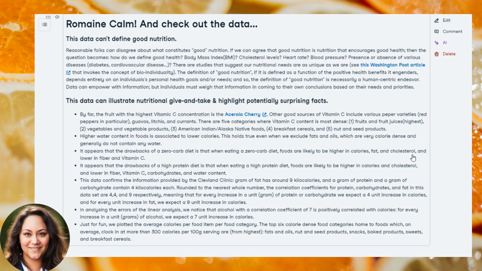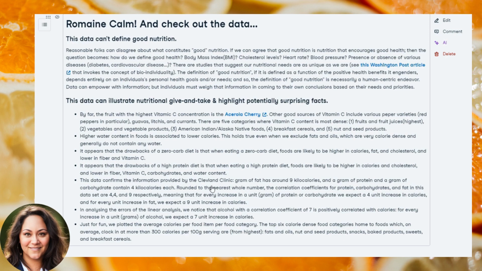My analysis demonstrates that the drawbacks of a zero-carb diet is that foods are likely to be higher in calories, fat, cholesterol, and lower in fiber and vitamin C. My analysis also demonstrates that the drawbacks of a high-protein diet is that foods are likely to be higher in calories, cholesterol, and lower in fiber, vitamin C, carbohydrates, and water.